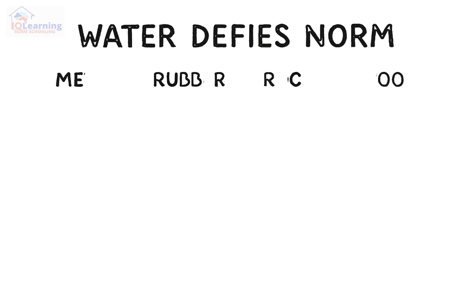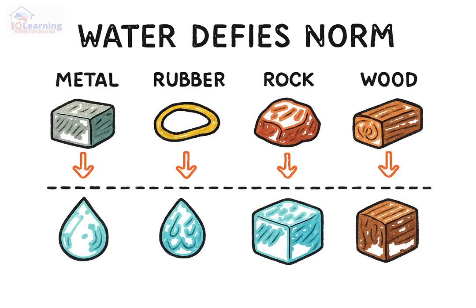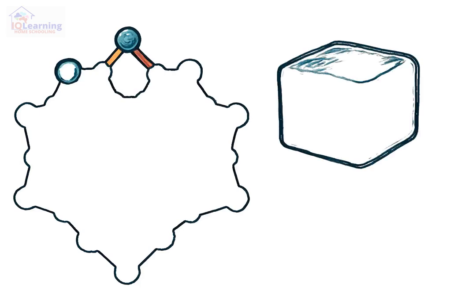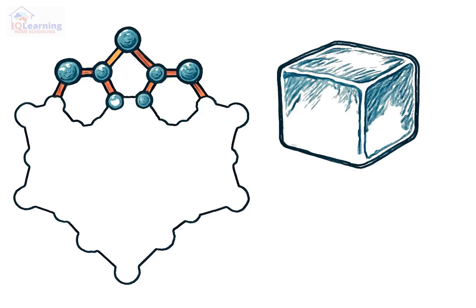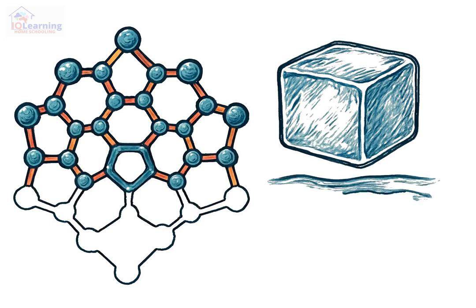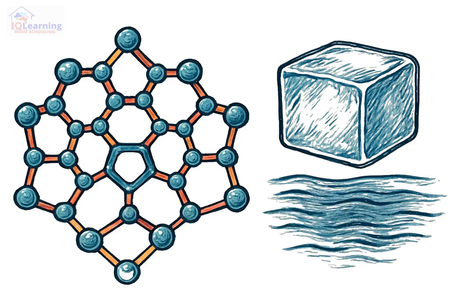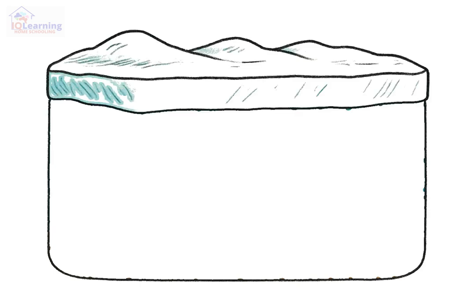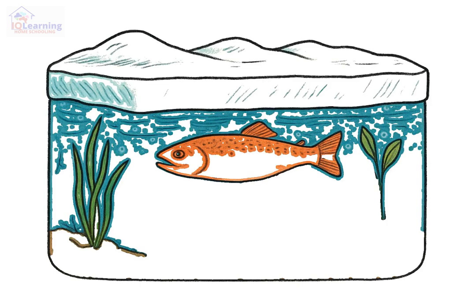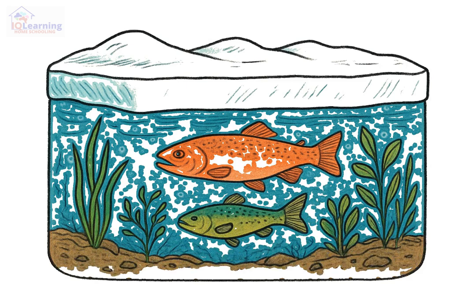But water is a bit of a rebel. Most things get smaller and denser when they freeze, not water. As it freezes, its molecules form beautiful hexagonal rings, but these rings have empty holes in the middle. This unique structure makes solid ice less dense than liquid water, and that's why ice floats. This isn't just a fun fact, it's a miracle for life. It insulates lakes, allowing fish and entire ecosystems to survive the winter.